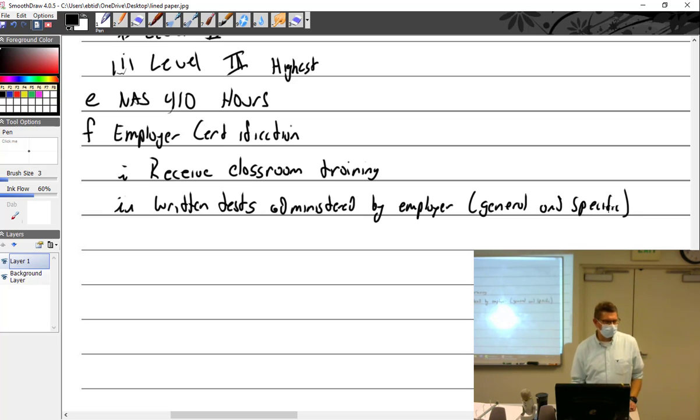So by general, I mean it's going to be a big overview. It's going to cover some manufacturing, something on ultrasound, something on eddy current, something on X-ray, whatever they feel is appropriate. And then very specific. Now you're going to be doing fluorescent penetrant.